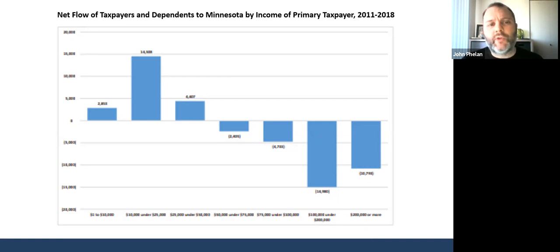And it shows you the net inflow of taxpayers to Minnesota by the income of the primary taxpayer over that period. And you see that lower down, on the left-hand side of your screen, we're seeing net inflows of residents earning up to $50,000 a year. Beyond that, once you get to incomes of $50,000 a year, it flips, and we start to see net outflows of people.